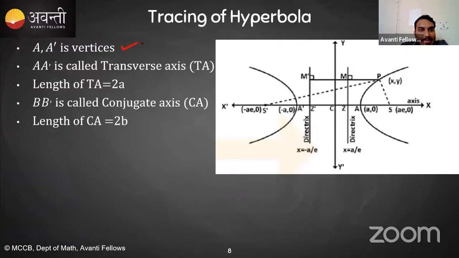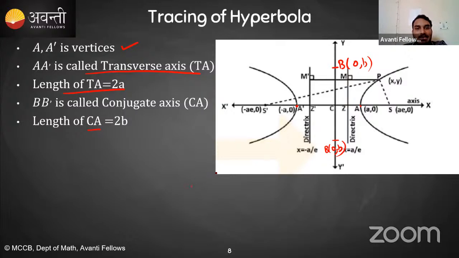again I told you A dash is known as vertices. This is A dash, and let's suppose B यहाँ पे कहीं होगा. This is B, which is (0, B), and this is B dash, which is (0, minus B). Okay. AA dash क्या बोलते हैं? Transverse axis. Length of transverse axis is 2A. Again BB dash is conjugate axis. Length of conjugate axis is 2B. Clear रहेगा? ये सबको याद रहेगा? Is there any doubt? Okay.